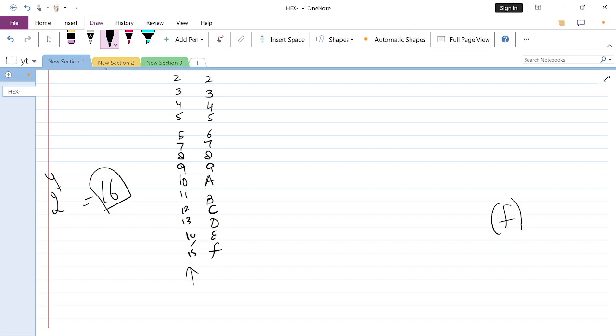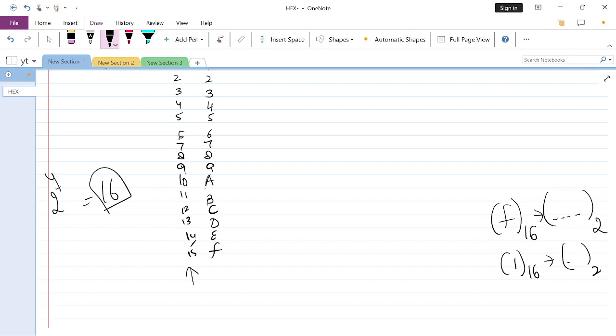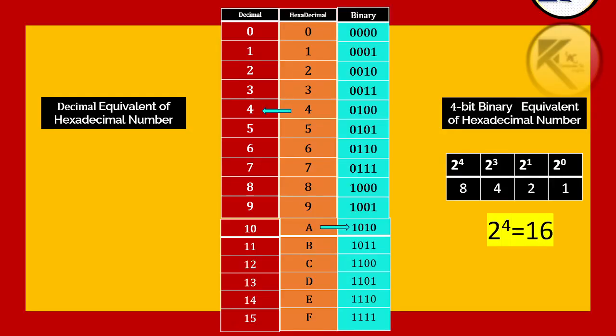Suppose I have this hexa number F. I want to find out its binary equivalent. It will be represented using 4 bits. Similarly, if I have any other hexa digit, it will be represented using 4 bits. So we will see first the complete chart. This is the complete chart for all the initial 15 numbers.